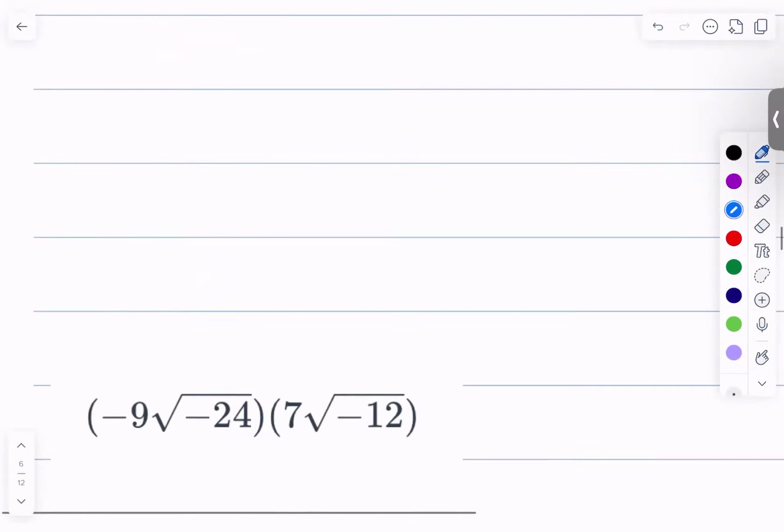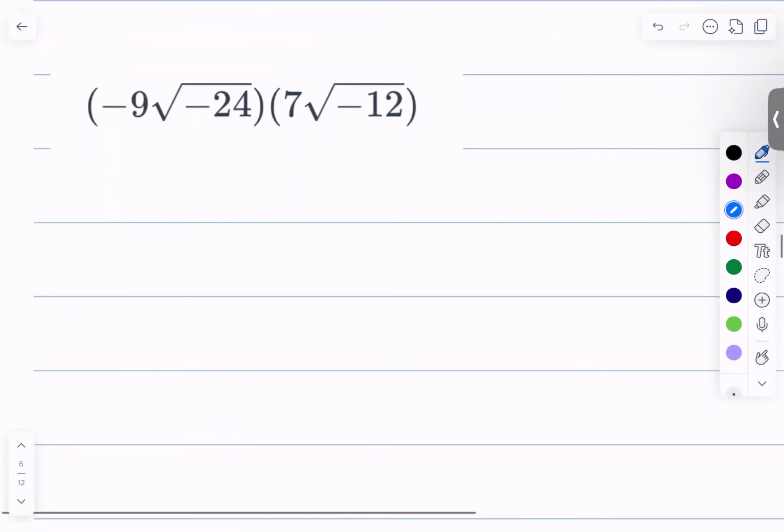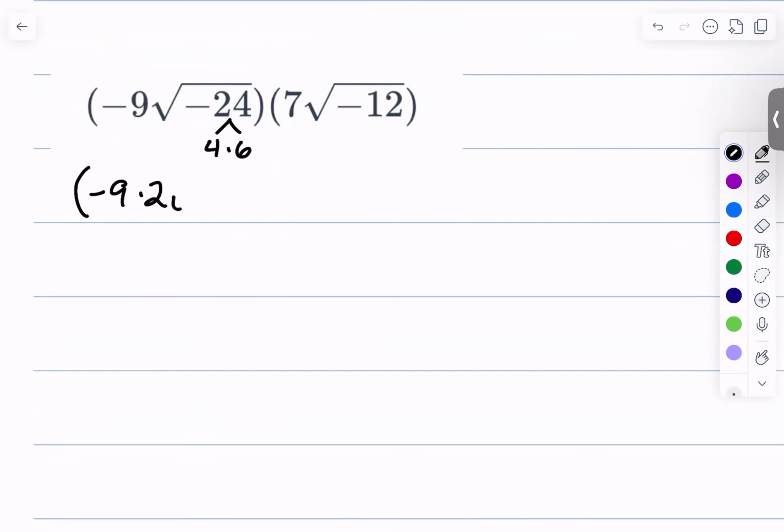So my next example is this. Okay? So here we can go negative 9. 24 can be broken down into what perfect square goes into 24? 6 and 4. So 4 times 6. So then this would be 2i square root of 6. Correct? And everybody understands how I got 2i square root of 6 from negative 24.